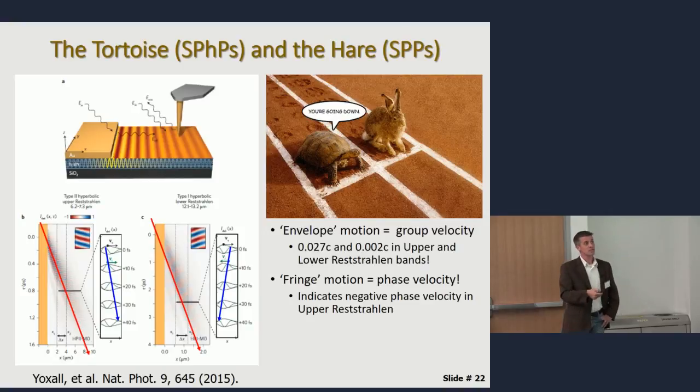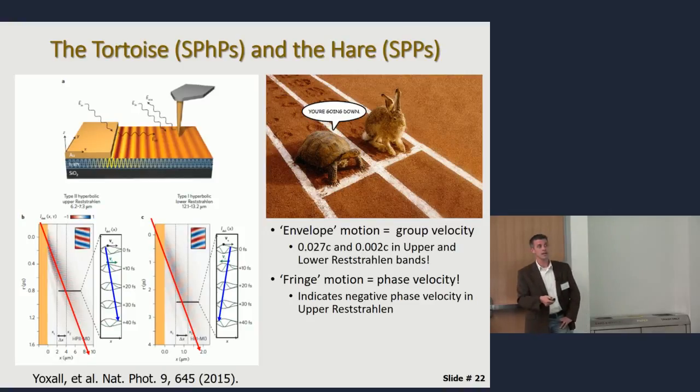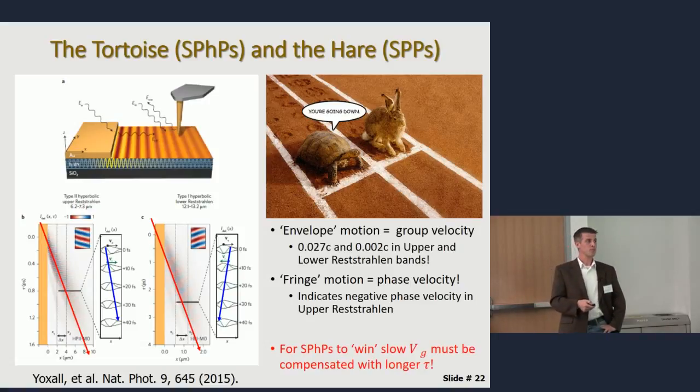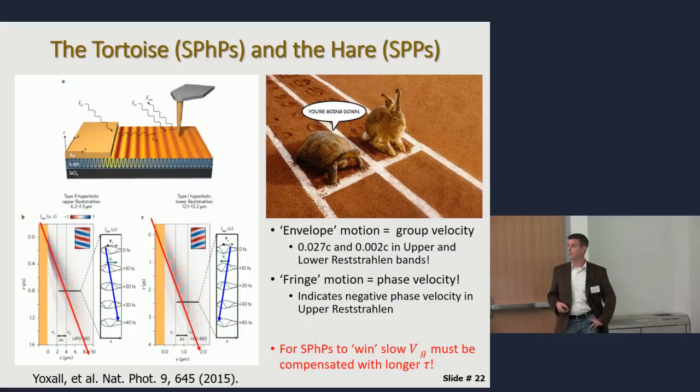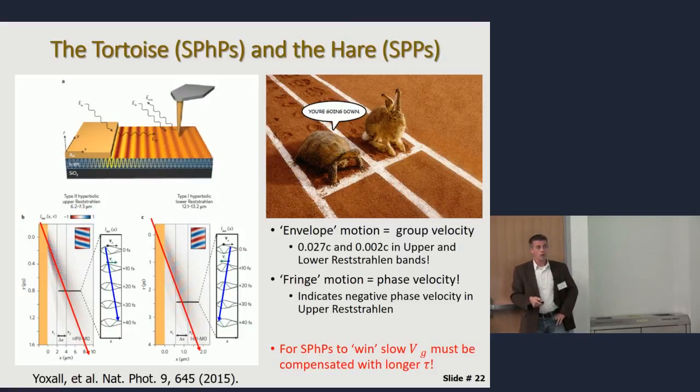You can also look at the fringe or the phase variation, and you actually find that in the upper band, you have a negative fringe velocity, which basically means it has a negative phase velocity. This is just an interesting aside, but if you want to get to this race again and figure out how can I get phonon polaritons to win, of course I could try to speed them up. That means slowing down the dispersion. I just need a larger LO-TO phonon splitting. You can find that with various materials. Or I can try to find ways to compensate by increasing the lifetime.